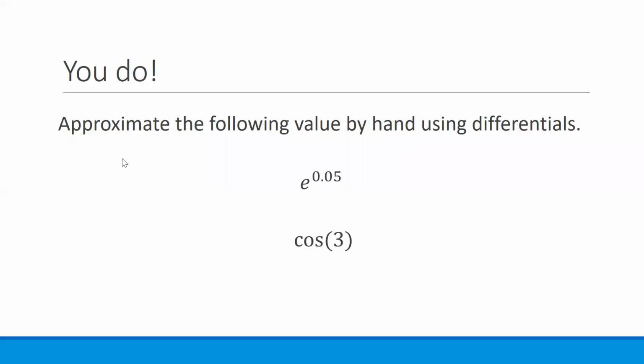I would like you to approximate the following two values by hand using differentials: e to the 0.05 and cosine of 3. Just to give you a hint, e to the 0.05 is close to e to the 0, and cosine of 3, well, 3 is pretty close to pi. So try approximating these things by hand.